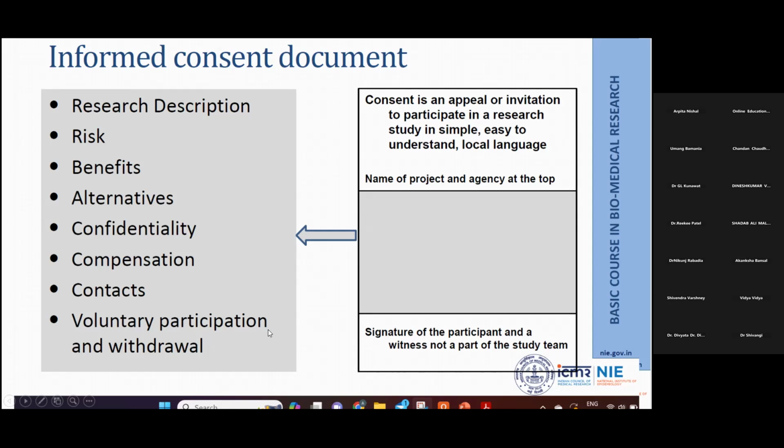Any time during the study. And then below there has to be the signature of the participant, so this is an informed decision that he's taking, and the signature of the witness who is not part of the study team. This will be the informed consent document.